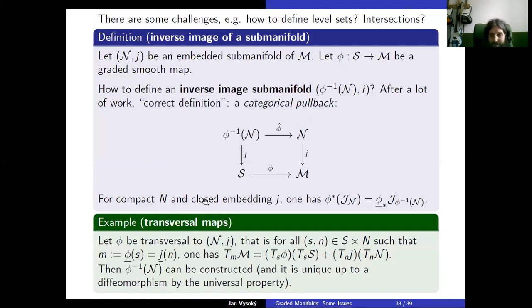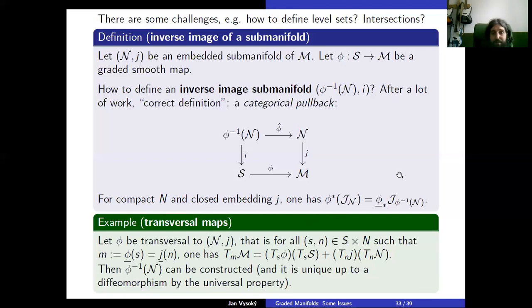There is also an interesting observation: if N is compact, so the underlying manifold of N is compact, and this J is a closed embedding, so this is a closed embedded submanifold, then one can show that the ideal corresponding to this submanifold, its push forward, because they are on different spaces again, is in fact exactly the pullback of the ideal corresponding to N. But only for compact N, I believe, because I think it doesn't work for non-compact N. I'm not sure, but I think so. But definitely for compact, it works.